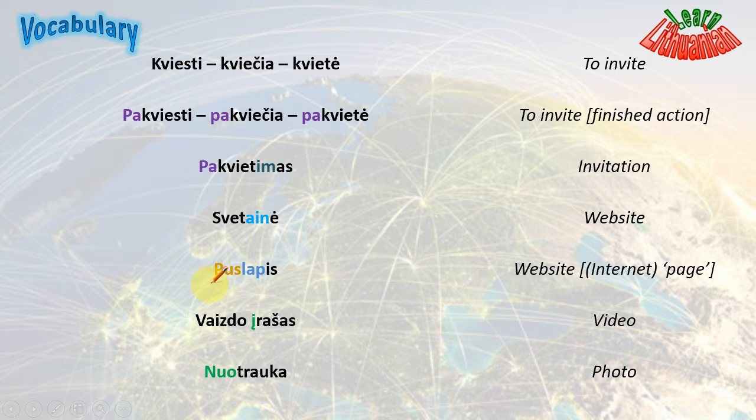Now, puslapis. Lapas means a paper or a leaf of a tree, and pusė means half. So puslapis means a page of a book, as well as a website or an internet page. A page. This is the word denoting a page. Of course, an internet or a website page. Or a page of a book. Puslapis. Vaizdo įrašas.